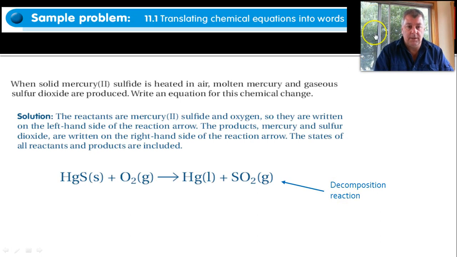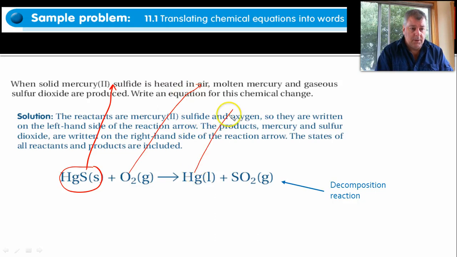Let's draw some lines here. So the mercury sulfide, this guy, that's that. The oxygen, there. Molten mercury, there. Sulfur dioxide, there. And we've got the states right.